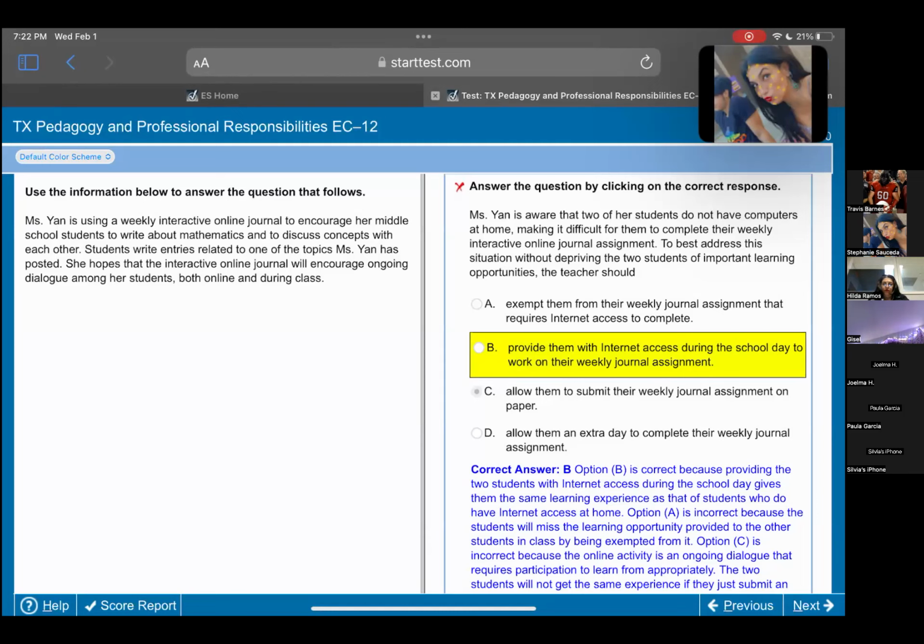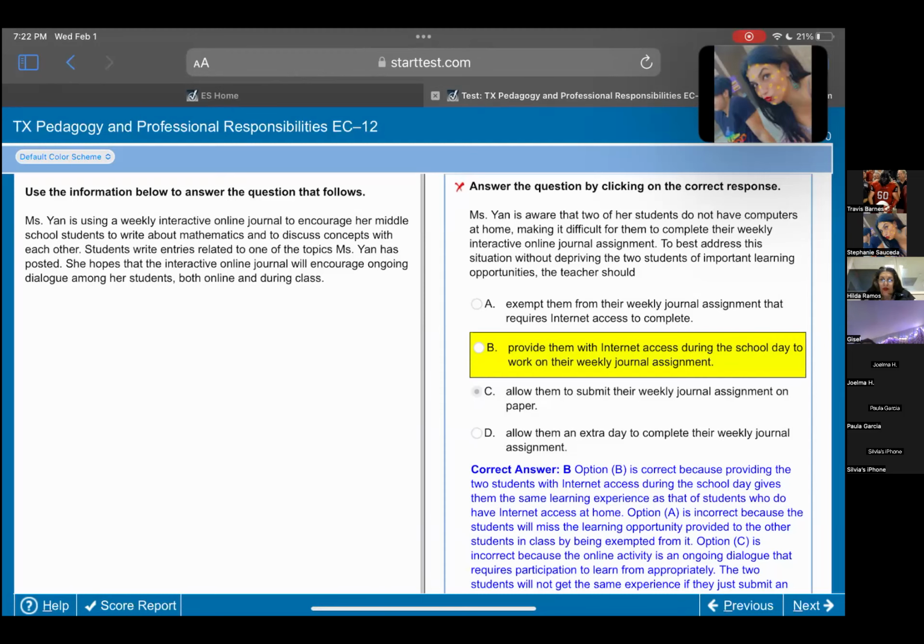It is a way. In this scenario, it's not the best way, but it is a way to allow the students to participate in this activity unimpeded. They're saying that they're not going to miss any time, so that's good. Provide them with internet access during the school day to work on their weekly journal assignment, but like when, honestly. But this is a theoretical and you can't put too much thought into it. Best case scenario, make the time for them, but never pulling them away from instruction. We never do that.